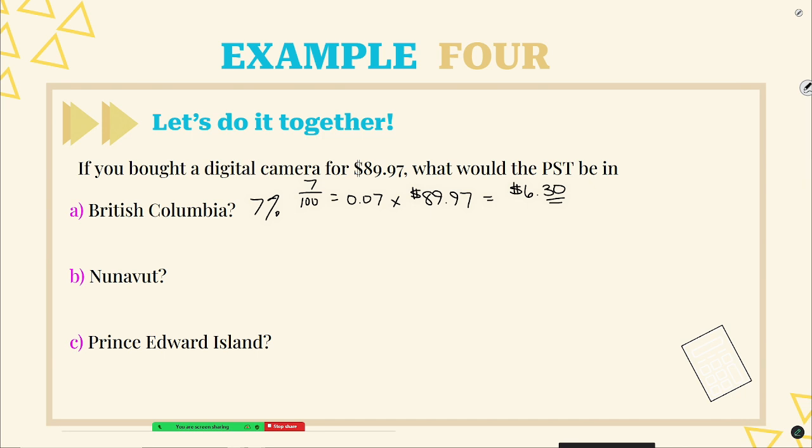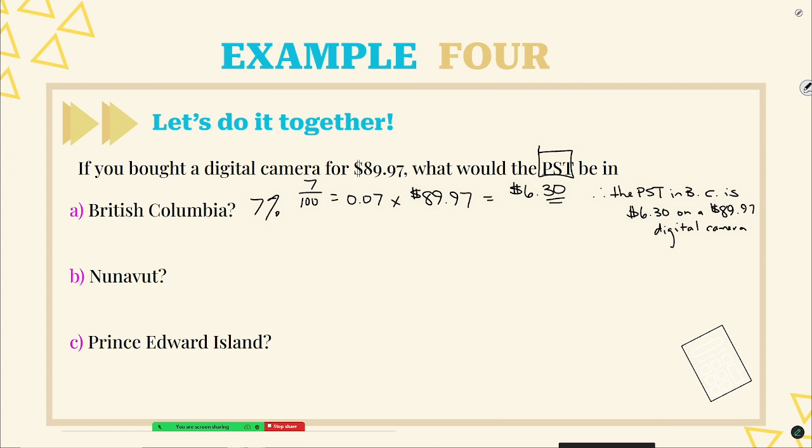Now this is where it's important to read. It just wants to know the PST. So we could say, therefore, the PST in British Columbia is $6.30 on a $90 digital camera. We did not do a therefore statement yesterday, and you don't have to. I just want to show the actual answer to the actual question, which is just the PST.